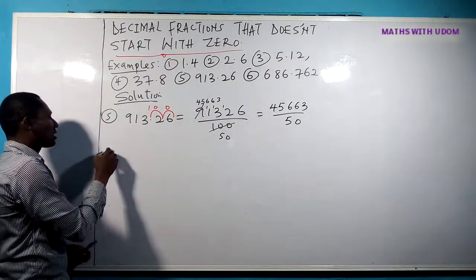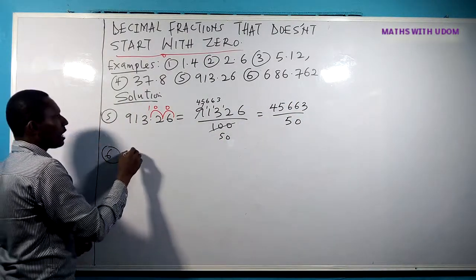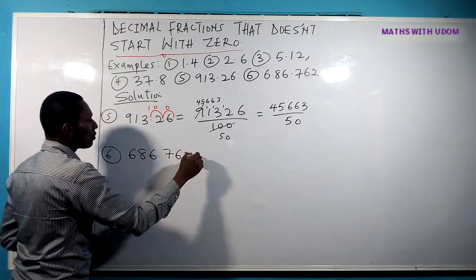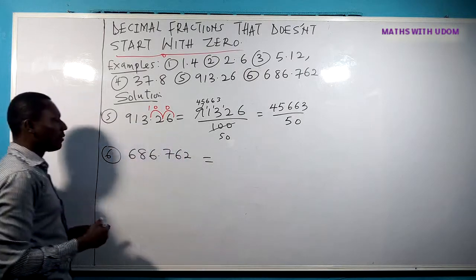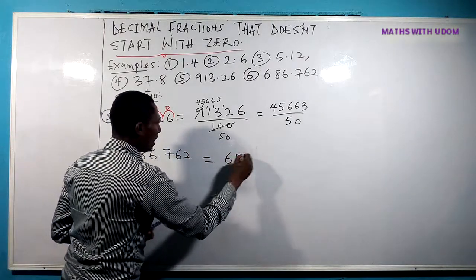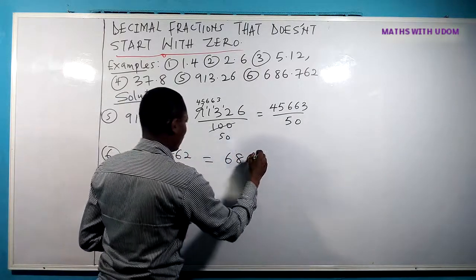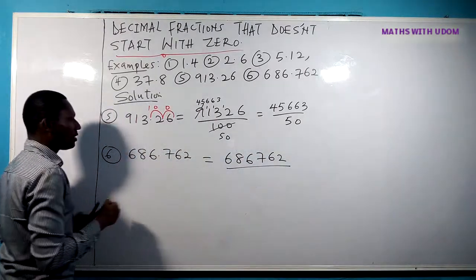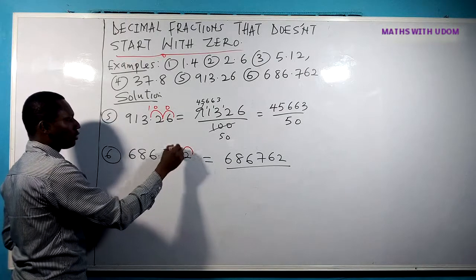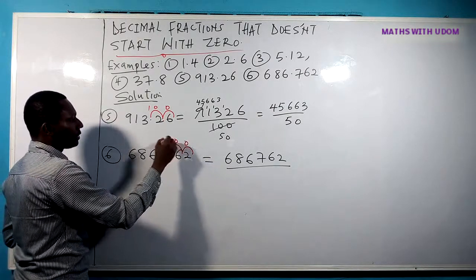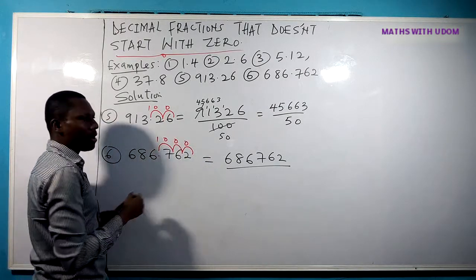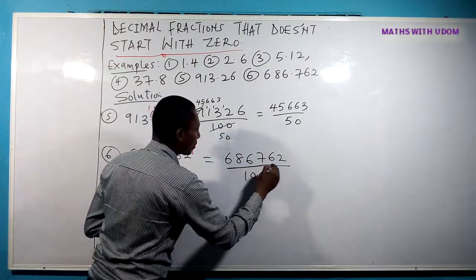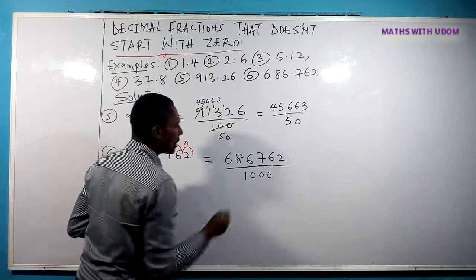And lastly, number 6, we have 686.762. This number can be written as 686.762 divided by what? Okay, so we start from here. Let's go 1, 2, 3. 30. So we divide that number by what? By 1000. So what number is common? I think 2 can go.